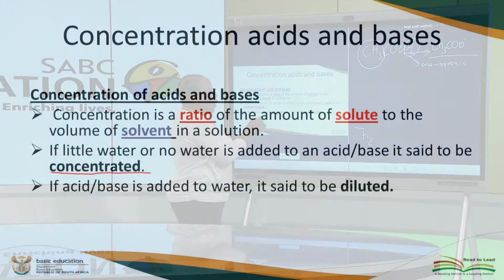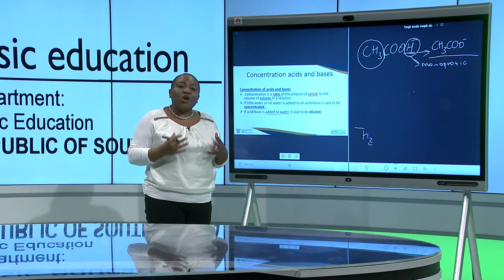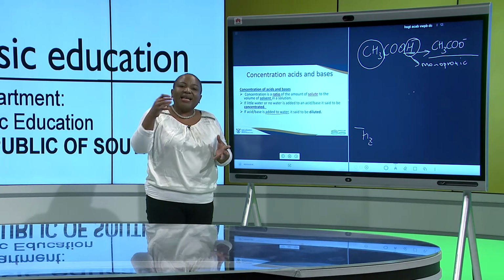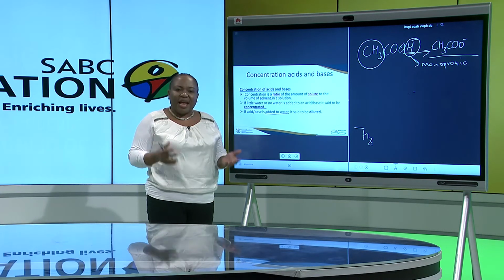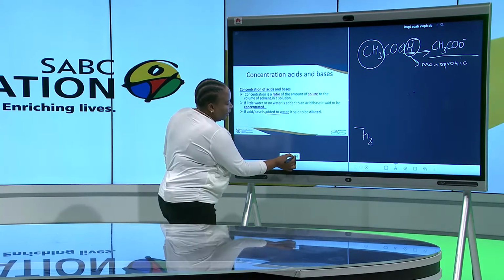Now, the next word is when an acid is diluted or when a base is diluted. When we add water to an acid or a base, we must know that that acid or base is diluted. And we must also know the correct way of diluting an acid. For example, when you are diluting an acid, you must pour acid into water, not water into an acid, because some of the acids are very dangerous when you do the reaction like that.